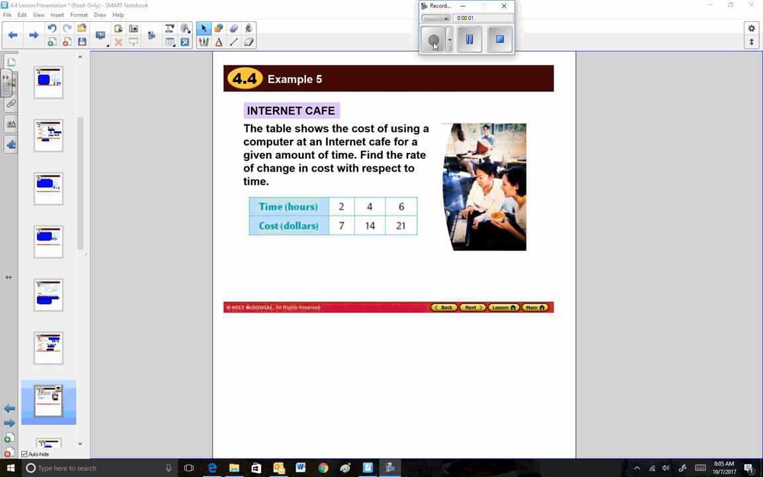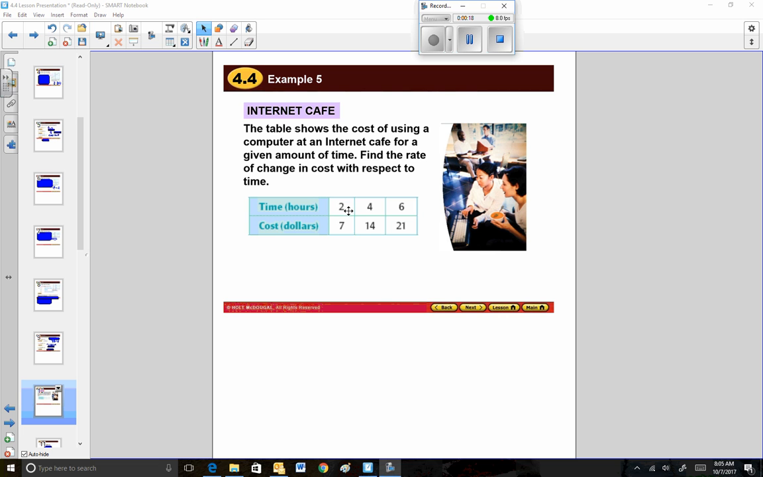In our last video, we learned about slope, and in this video we're going to learn about rate of change. So we take a look, and we have an internet cafe. The table shows the cost of using a computer at an internet cafe for a given amount of time.